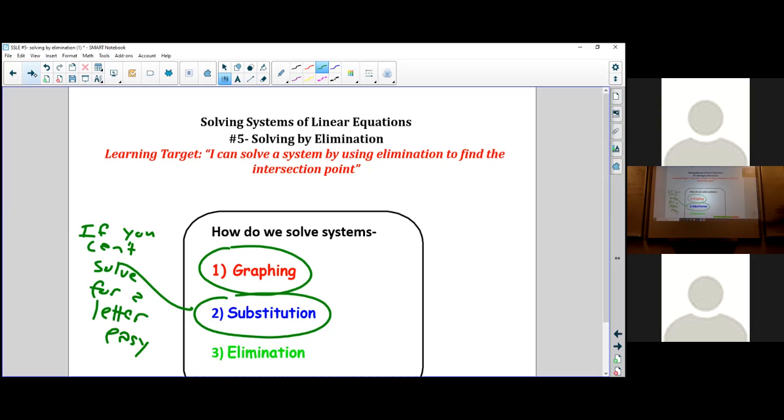So then elimination becomes the next one we want to use. And elimination works nicely when you have the x and the y on the same side, and you can just combine your two equations together. Okay, so let's see what that means.